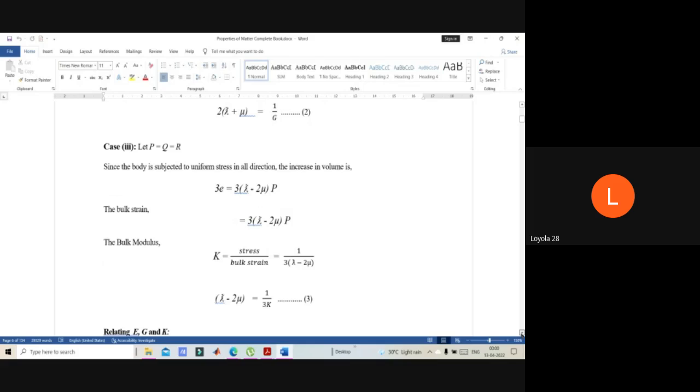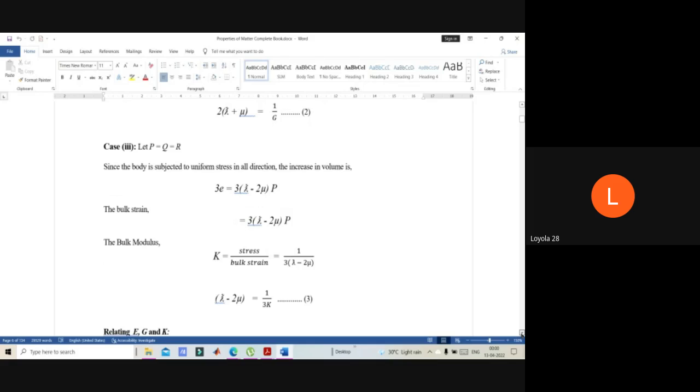So, relating all these, E, G, and K, the elastic modulus, bulk modulus, and rigidity modulus, we have from equation 2, lambda plus nu equal to 1 by G, 2 lambda plus 2 nu equal to 1 by G, and lambda minus 2 nu equal to 1 by 3K from equation number 3. Adding equations 4 and 5, we get 3 lambda equal to 1 by G plus 1 by 3K. So lambda we can calculate as 3K plus G by 9GK. Then lambda equal to 1 by E. From that we can calculate E equal to 9GK by 3K plus G. So equation 7 is the relation between the elastic constants.